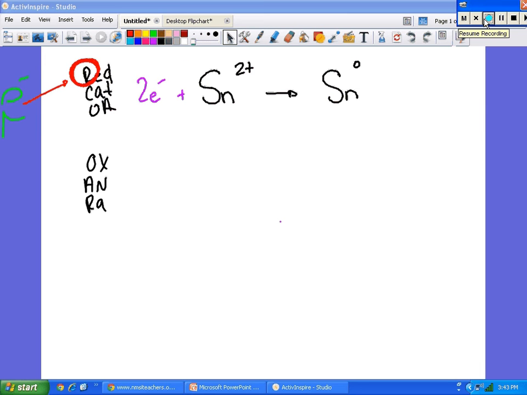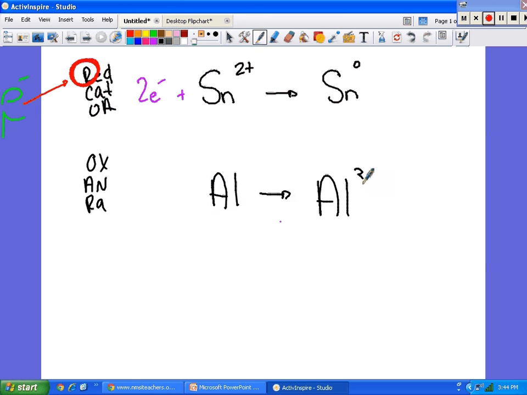So we've got the reduction half reaction written. Now we need the oxidation half. Oxidation means it loses an electron, so it must go up in charge. So this time, what's it going to look like? Very good. It's going to go from Al to Al 3+, right?